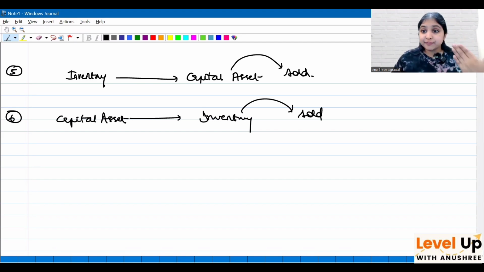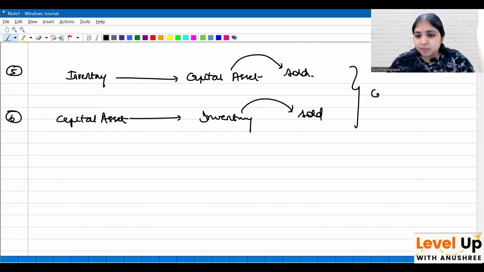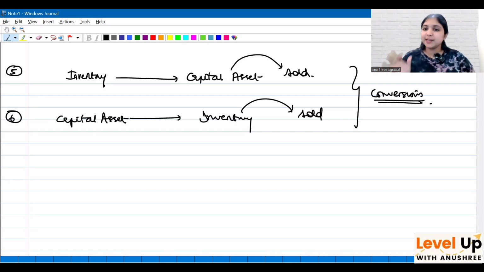So my fifth and sixth situations are both going to be about conversions. Are you ready? Yes. In my fifth situation, I had inventory. The inventory got converted into capital asset and then I sold away the capital asset. In my sixth situation, I originally had capital asset. The capital asset I converted into inventory and then I sold the inventory. So these two things we are going to take up one by one.